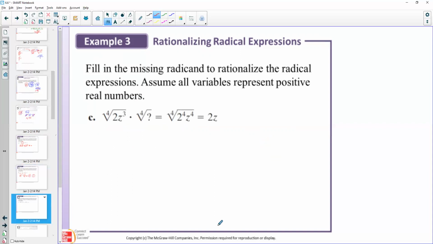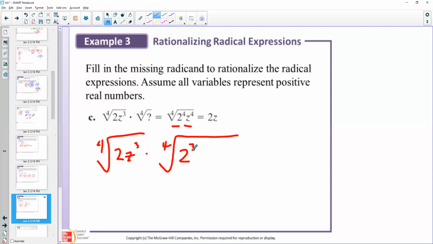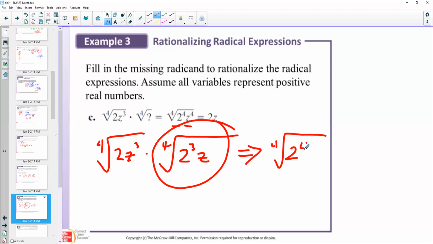Try another. This one is a little more steps to it, right? So I have the 4th root of 2z cubed. I want to get 2 to the 4th and z to the 4th under the 4th root. So what am I missing for that to happen? Right now I only have 1 two. So I need 3 more of them, so 2 cubed. I have 3 z's, so I need 1 more of them to make 4. So this is what multiplies through to get the 4th root of 2 to the 4th, z to the 4th, which just makes 2z. All right.